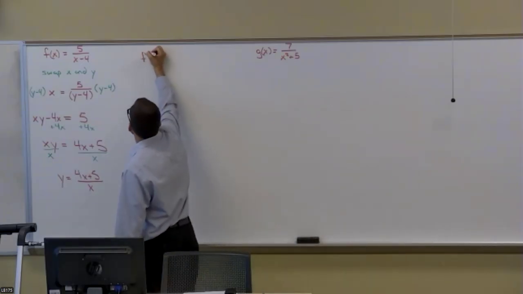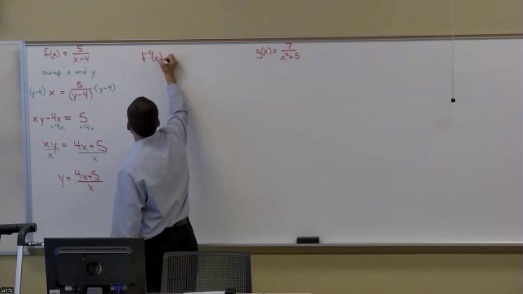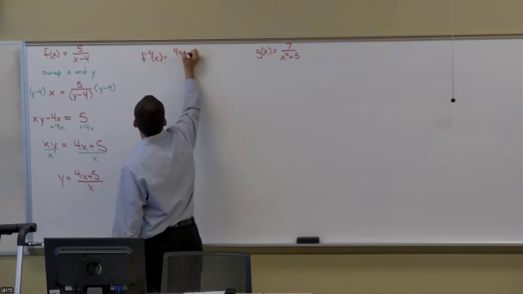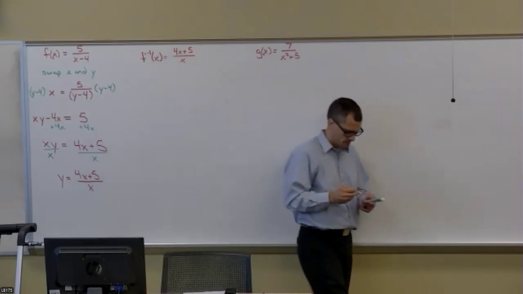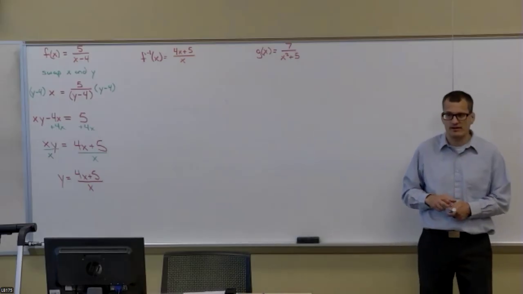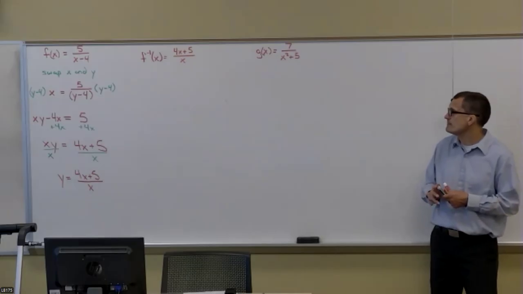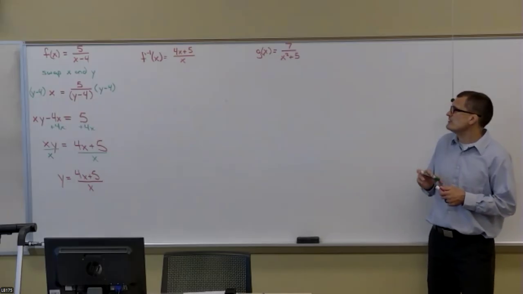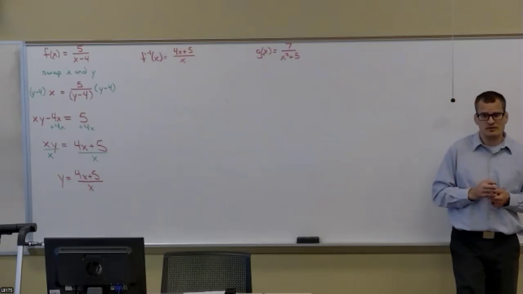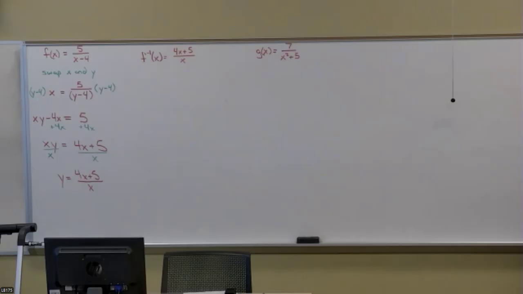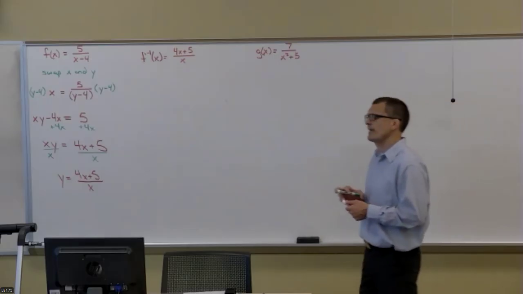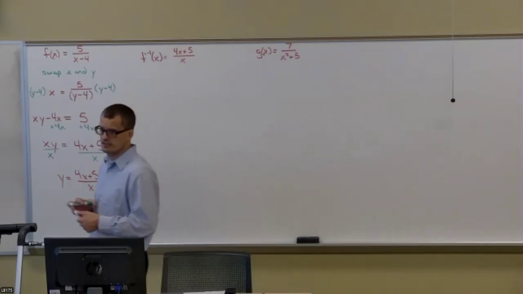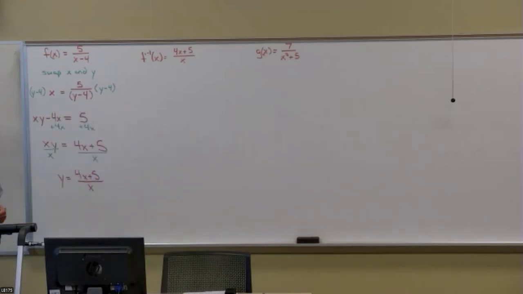So what we're getting is that the inverse function of f here is 4x plus 5 divided by x, or some algebraic equivalent to that. Go ahead and try g of x on your own. Take a couple of minutes to try that. It's very, very similar. Although we have an x squared instead of just an x in the denominator, but that should be, again, fairly straightforward.